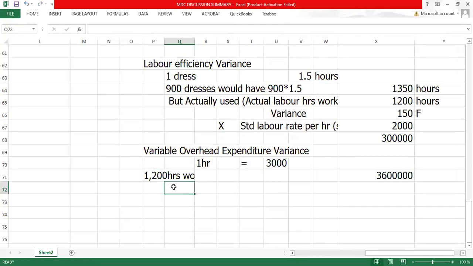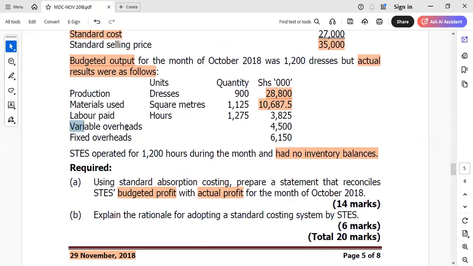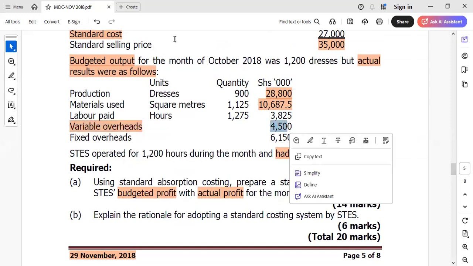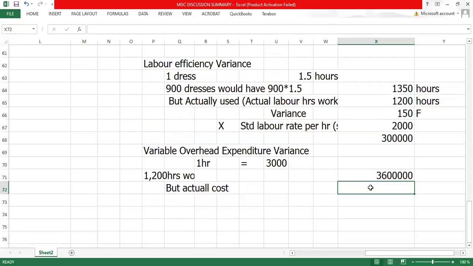But actually cost how much? What was our variable overhead? The actual variable overhead? Are you seeing the actual variable overhead? This is variable overhead. This is the actual. Actual is 4,500,000, because the figures are in 1,000.